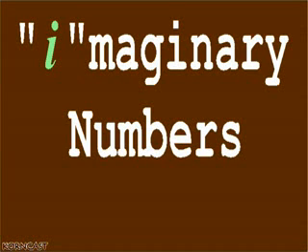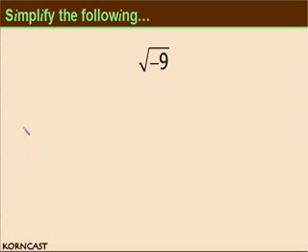In this Korncast, we're going to take a look at imaginary numbers. To start with imaginary numbers, let's simplify the following. Well, let's do this using technology. To investigate this, let's type the square root of -9 into your graphing utility.